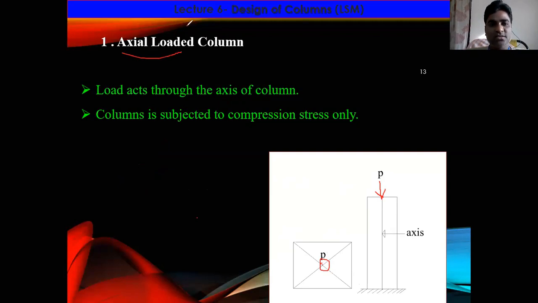If you see the plans of different sections, that is for a square, and in the plan the load acts exactly here, at the center point. Here also, suppose this is your center point. So if the load coincides with the centroid of the cross section along the longitudinal axis, then we can call it an axially loaded column. If it is not, then we can call it an eccentrically loaded column, right?